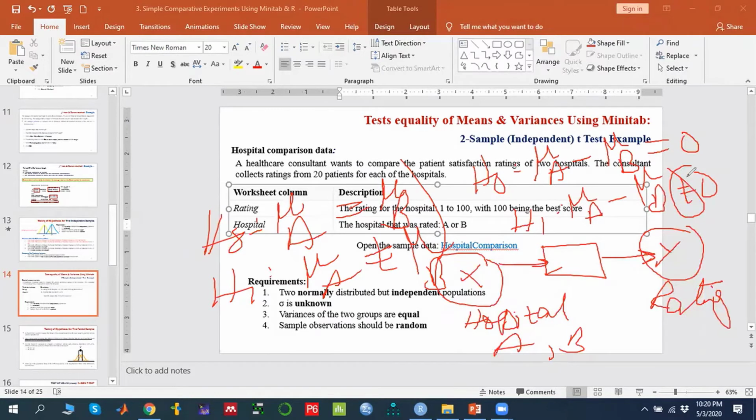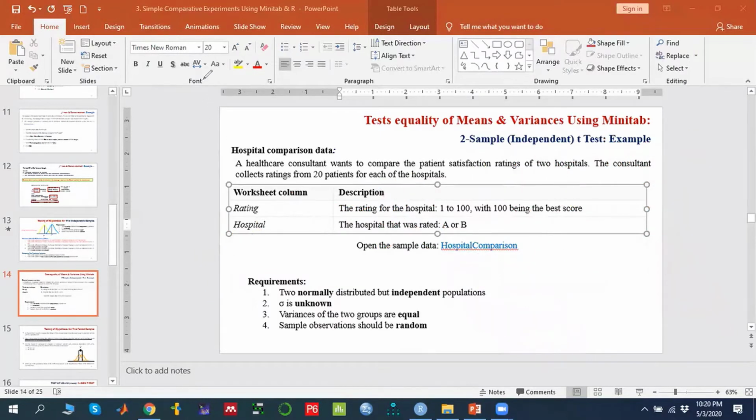It could be one tail, less than or greater than form, but right now the scenario is that we are interested in the two-tail perspective. Two-tail means, is there any difference between the two hospitals or not? We are not saying that a particular hospital is better or worse with respect to the patient rating. We just want to check whether on average, with respect to the patient satisfaction rating, the two hospitals are equal or not equal.